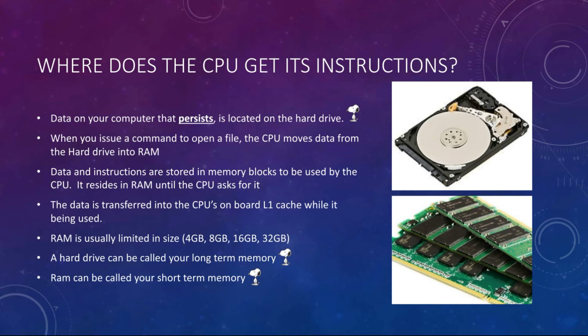RAM is where the CPU holds memory so that it can process it. Some of this memory is transferred to the L1 cache so that it can be readily available on the processor. RAM is usually in sizes of 4, 8, 16, and 32 gigabytes.